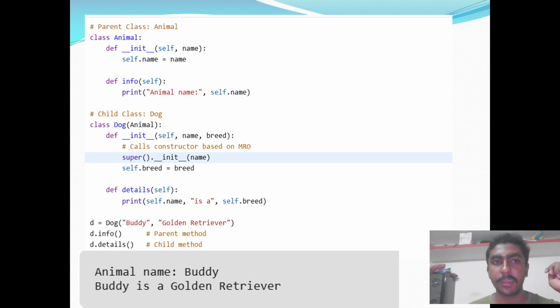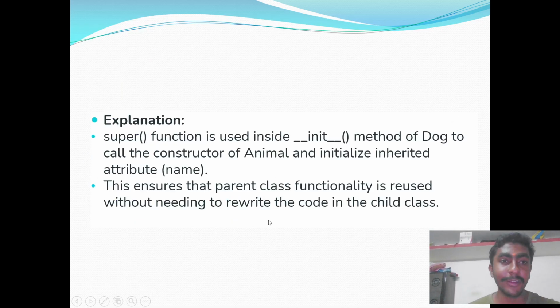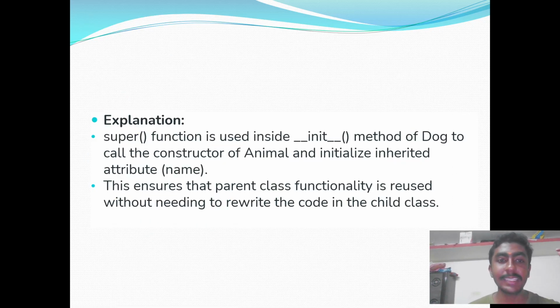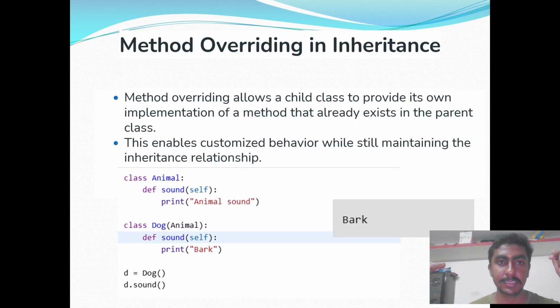So we can initialize a parent class from inside the child class itself. So it's a benefit, okay? So the super function is used inside the init method of Dog to call the constructor of Animal and initialize the inherited attribute called name. So this ensures that the parent class functionality is reused without needing to rewrite the code in the child class.